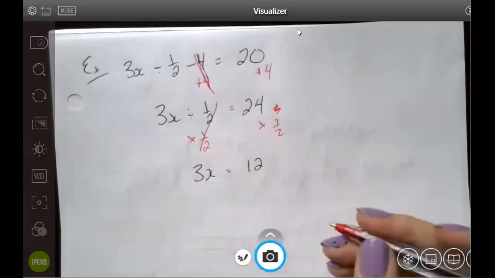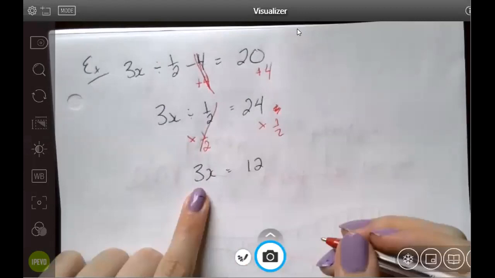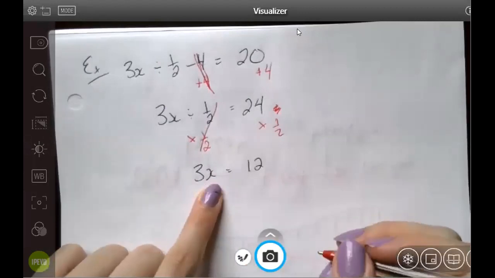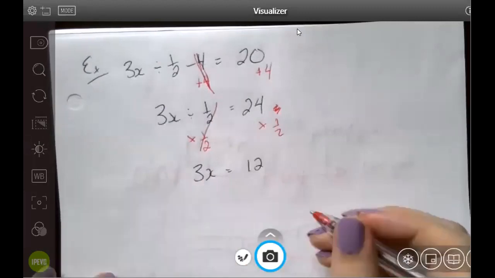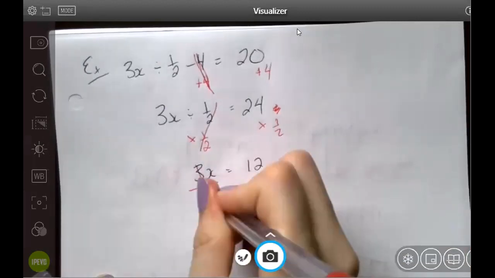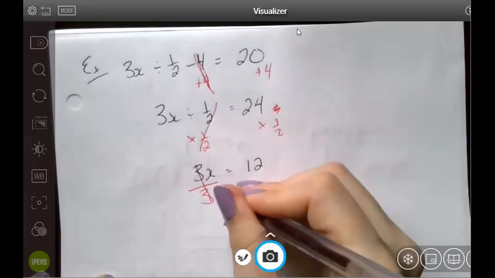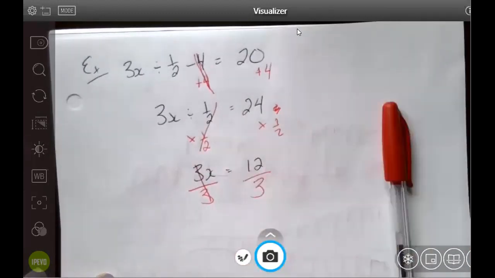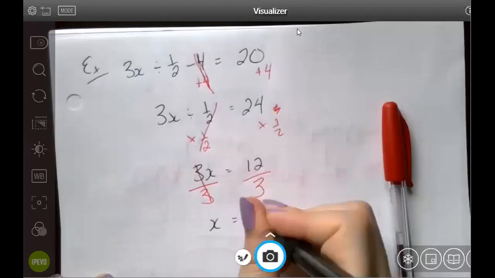And then my last step is to get this 3 away from the x. Right now it is 3 times x, so the opposite of that will be to divide. That cancels out. What we do to one side, we must also do to the other. So our final answer will be x equals 4.